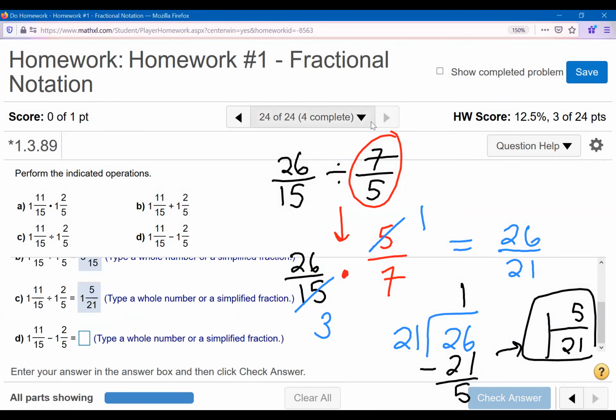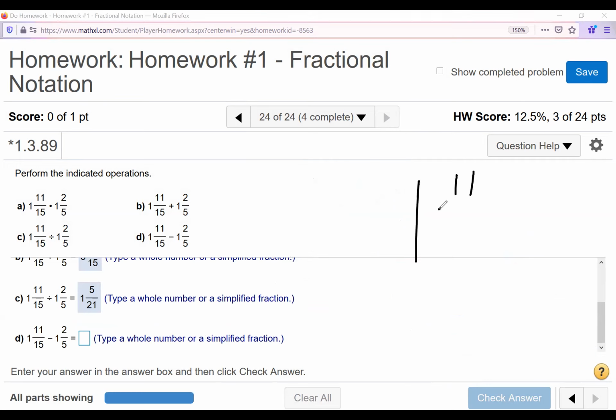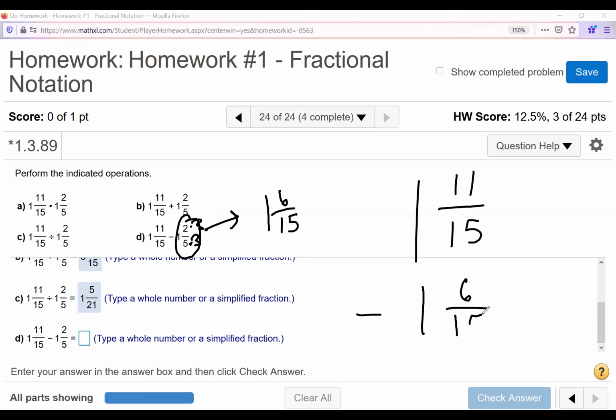And finally, part D. We get to borrow, maybe. No, maybe we won't need to. Let's find out. This is a subtraction problem. 1 and 11/15 minus 1 and 2/5. Just like we did for a previous problem with adding, let's change this to have a common denominator of 15. So just like for part B, let's do 5 times 3 is 15, 2 times 3 is 6. So it's 1 and 6/15 for the second fraction. Okay, so now we're doing 1 and 11/15 minus 1 and 6/15.